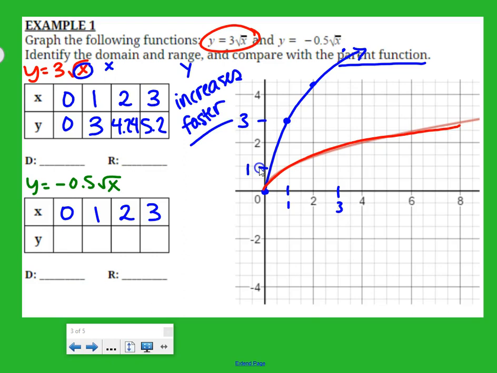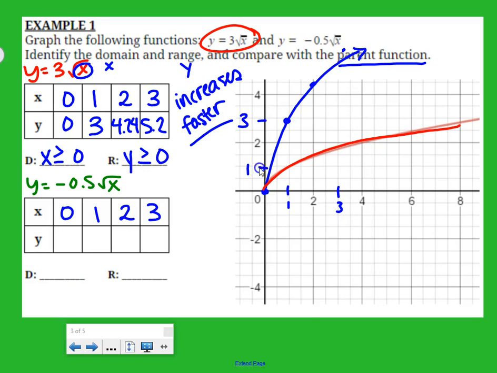Our domain are our x values. So if we look, it starts at 0. So x can be equal to 0, and then they get bigger, greater than 0. Our range is those y values. So y starts at 0 and gets bigger. So it can be greater than or equal to 0.